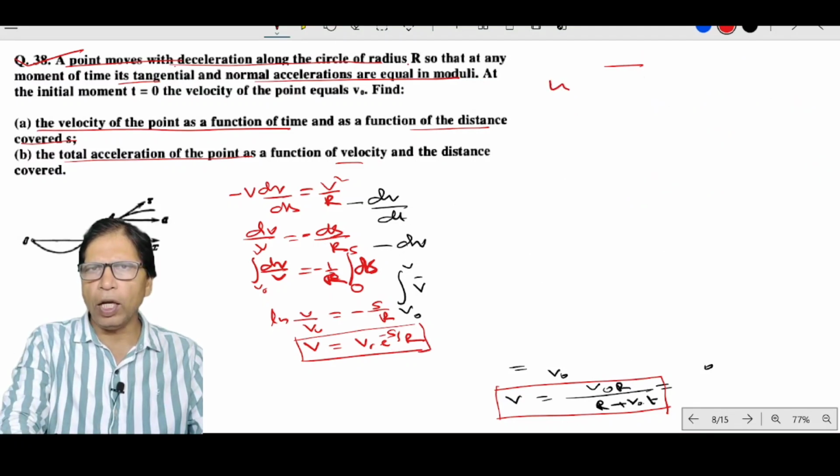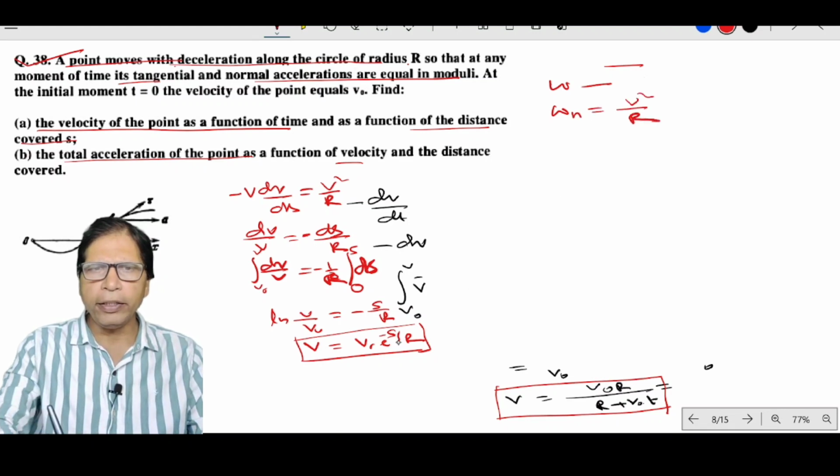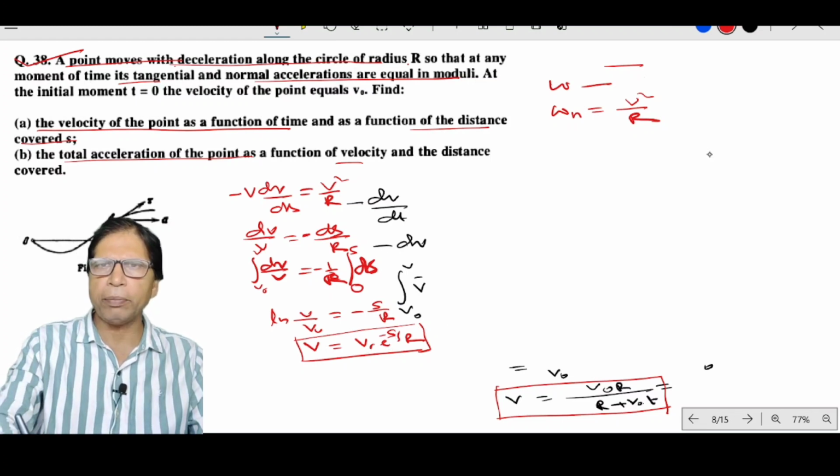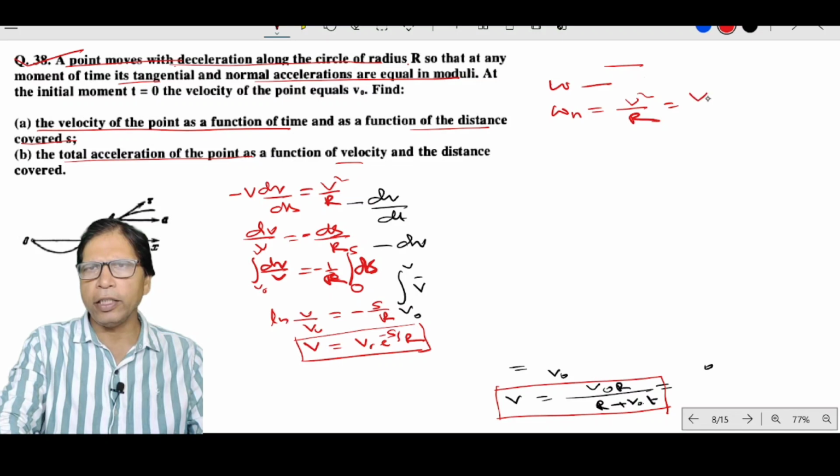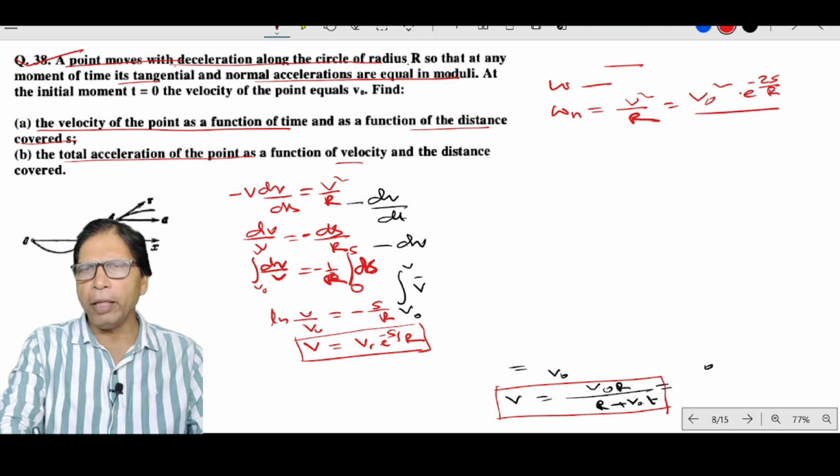Now, total acceleration w. You know, the normal acceleration is equal to v square by r. Here v equal to v naught into e to the power minus s by r. So this is v naught square into e to the power minus 2s by r divided by r.